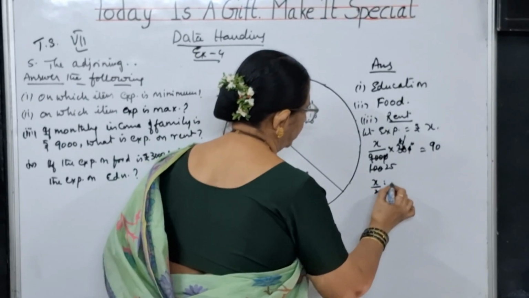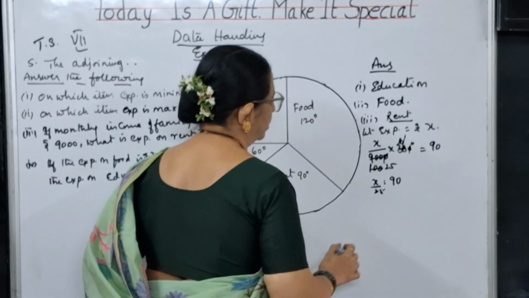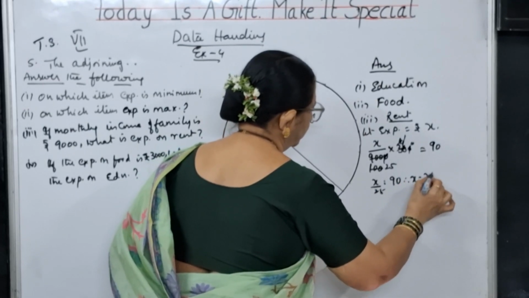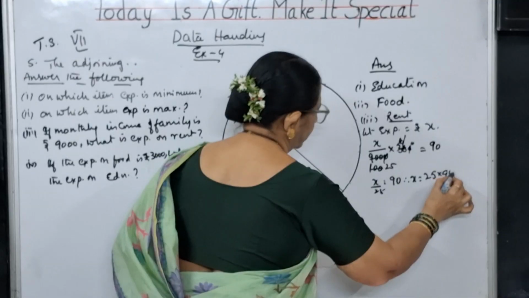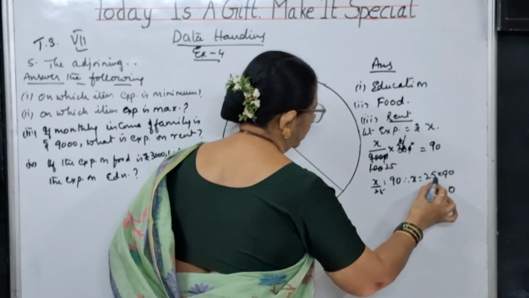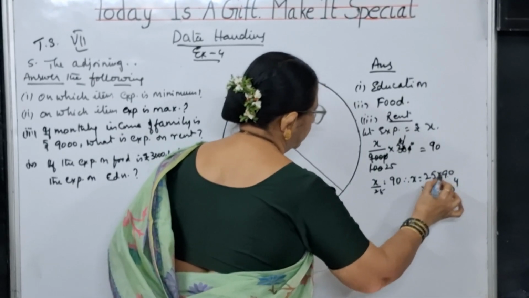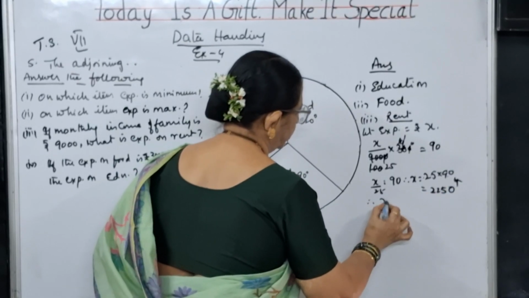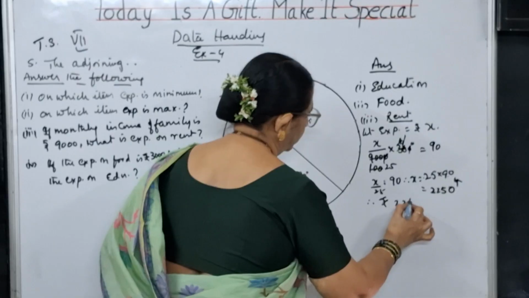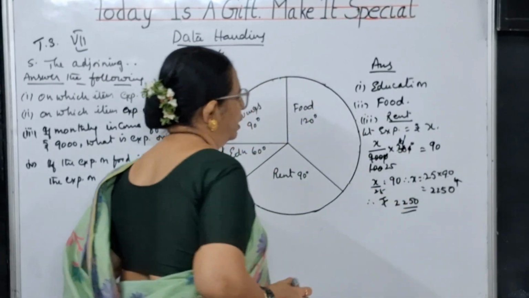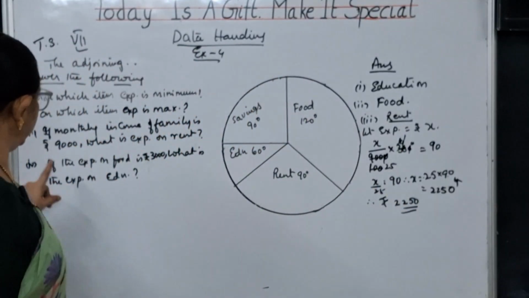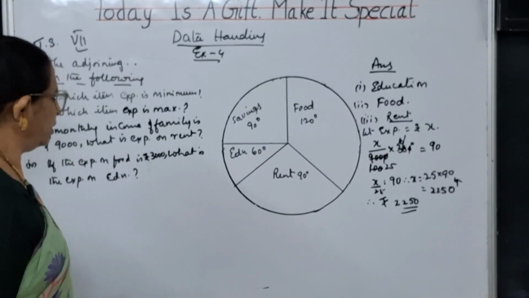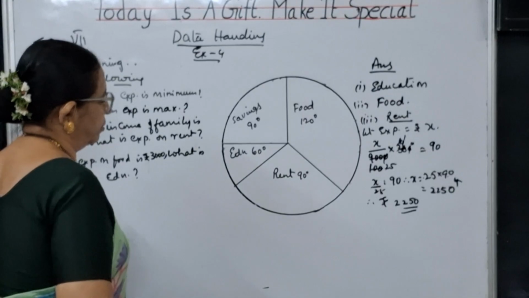So what is X? X by 25 is equal to 90. That means, children, X is equal to 25 into 90. So 0 here, 9 5s are 45, 9 2s are 18, 22. So this is nothing but rupees 2250 is the expenditure on the rent. What is the expenditure on the rent? 2250.